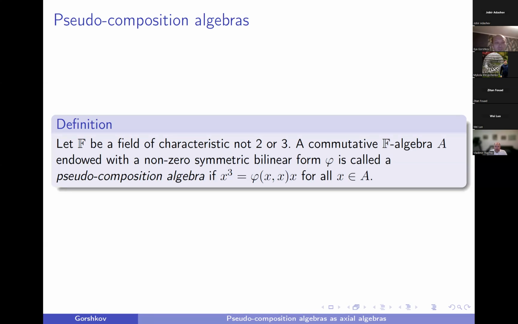What about an axial view? Now I need to define pseudo-composition algebras and train algebras. Let us have a field of characteristic not 2 and not 3, and a commutative F-algebra A with a symmetric bilinear form phi. This algebra is a pseudo-composition algebra if x cube is equal to phi(x,x) multiplied by x.